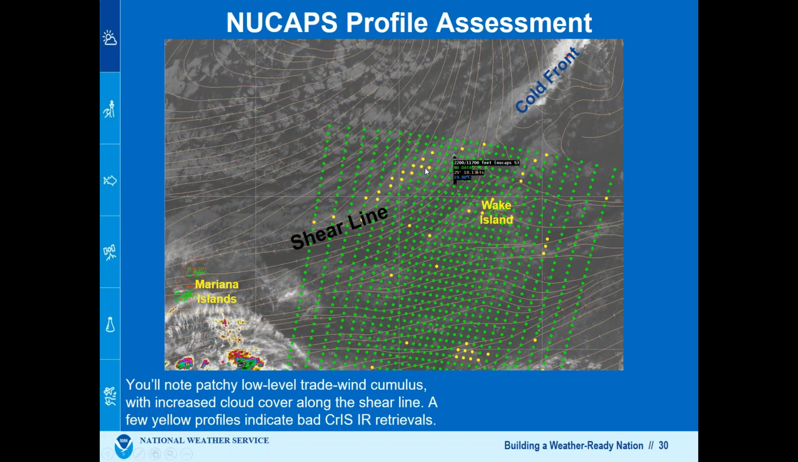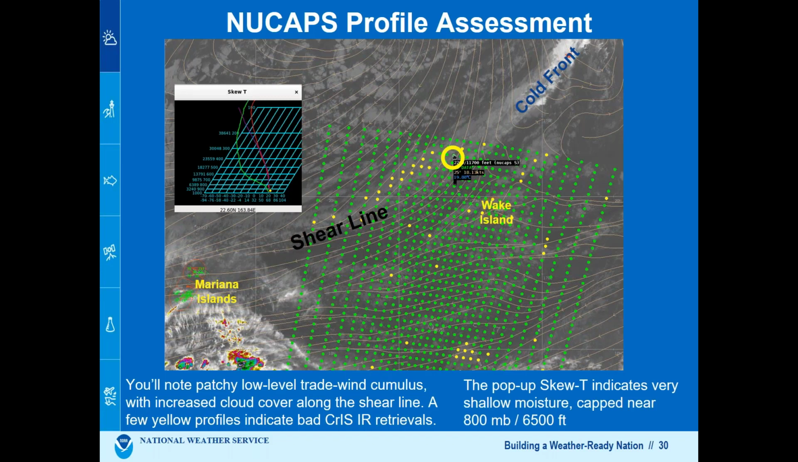That's where there was enough cloud cover that it deteriorated the IR retrievals, but the microwave retrievals were still good. Pop-up QT for that area to the northwest of Wake Island, very dry areas and moisture is capped in the very low levels. So this is typical of the shear lines and not very favorable for thunderstorms.